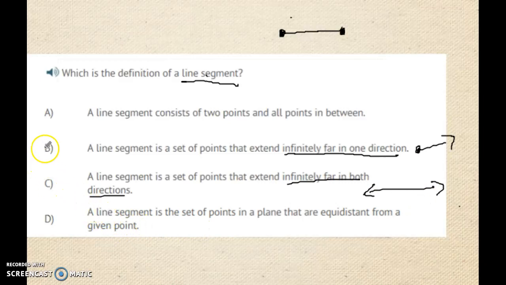And then D says a line segment is a set of points in a plane that are equidistant from a given point. So if you think about being equidistant from a given point, this is a rough drawing, but that's actually a circle. That's the definition of a circle. So it is A. That one is a line segment.